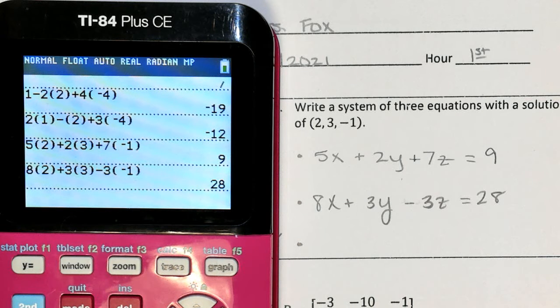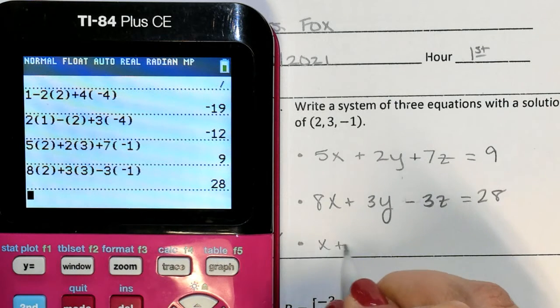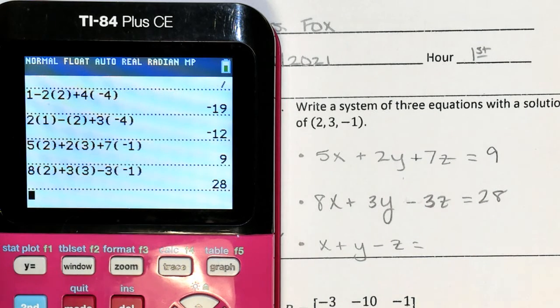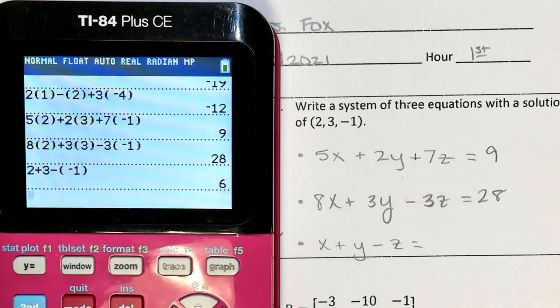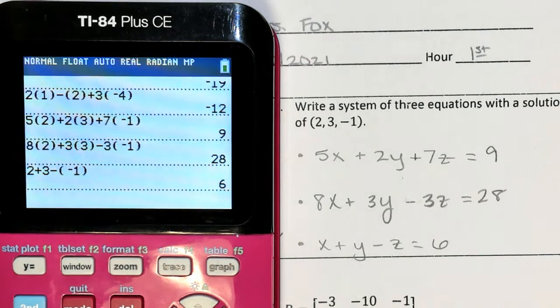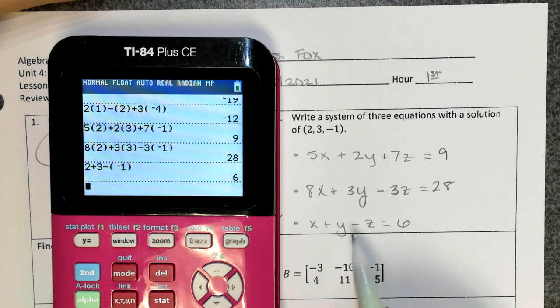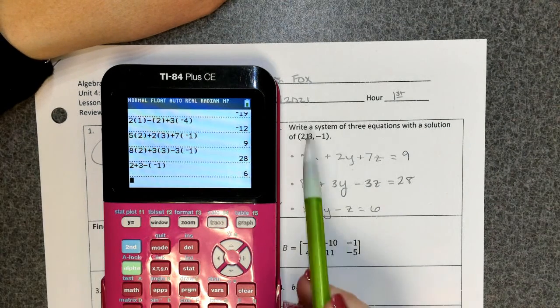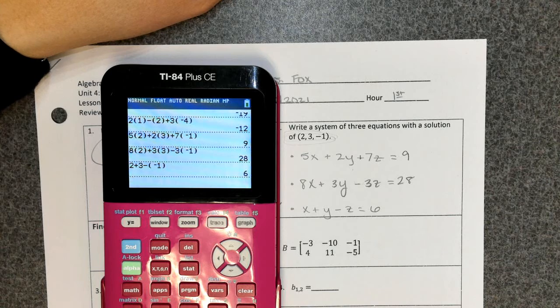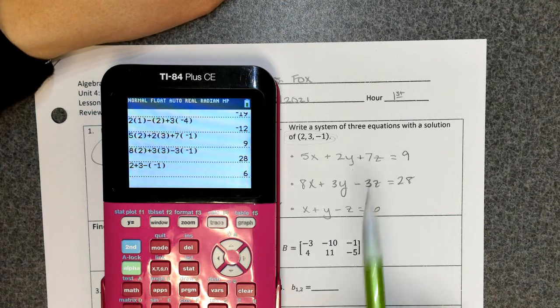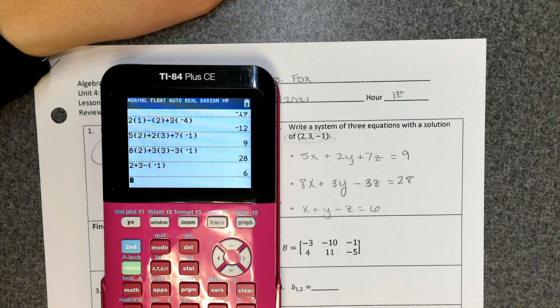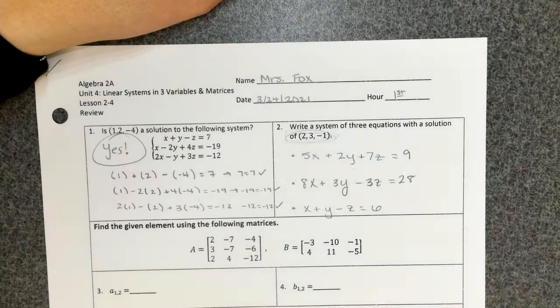Make up another one for me. x plus y minus z equals. So we have a 2 plus a 3 minus a negative 1, 6. Write down 6. Some people are doing this one correctly. Some people are not having x, y, and z in here. In order for it to be an equation, it has to have that x, y, and z in there, for it to be a system of 3 equations in 3 variables that has a solution of 2, 3, negative 1. Is that okay?